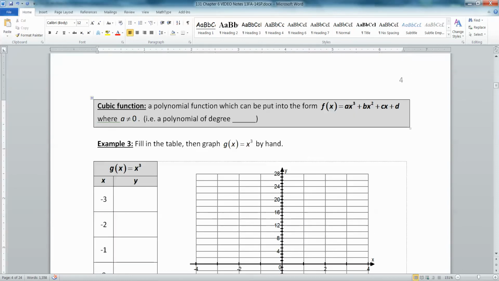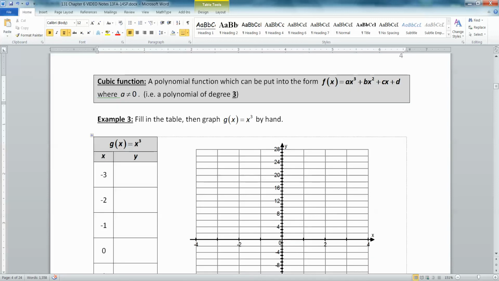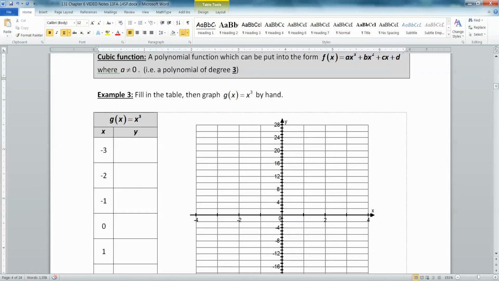Now let's look at a cubic function just for our own benefit, which is a polynomial function which can be put into the form f of x equals ax cubed plus bx squared plus cx plus d. All right, so notice it's cubed, right? That's cubic, right, to the 3rd power. So this is a polynomial of degree 3. All right, so now I'm going to go back to the calculator and have it help me with the table.